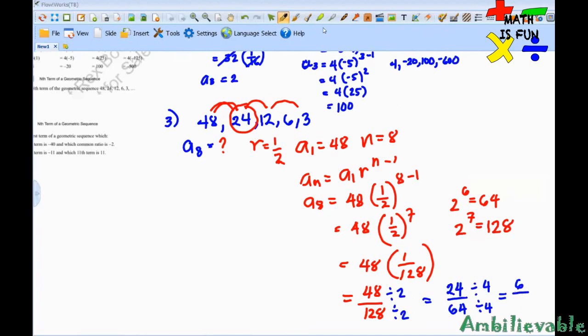We can also divide by 8 so that it's easier. So divide by 8. 24 divided by 8 will give you 3, and 64 divided by 8 will give you 8. So that is 3 over 8. Okay? So that is the 8th number. So the 8th number is 3/8. You got it?